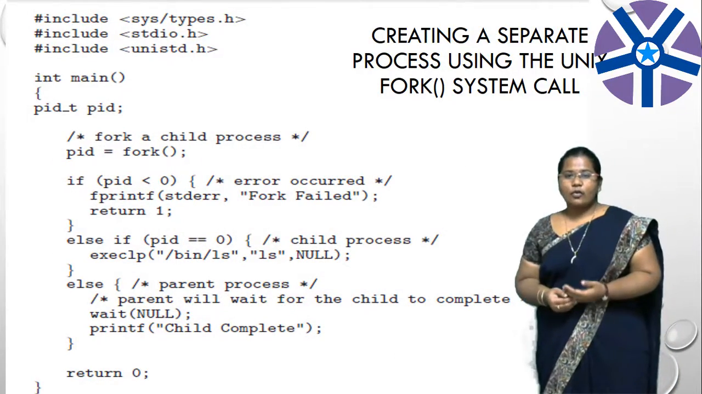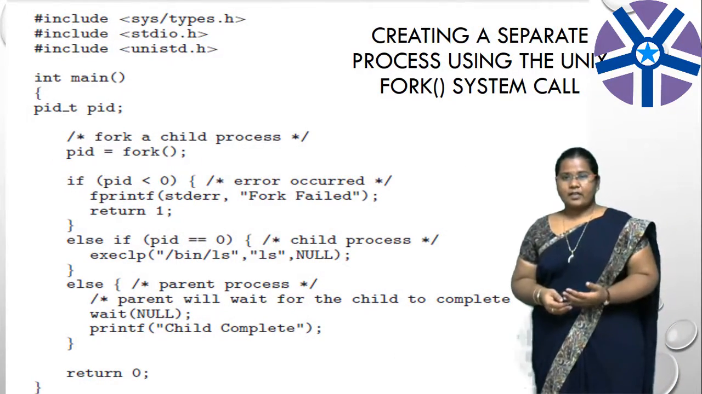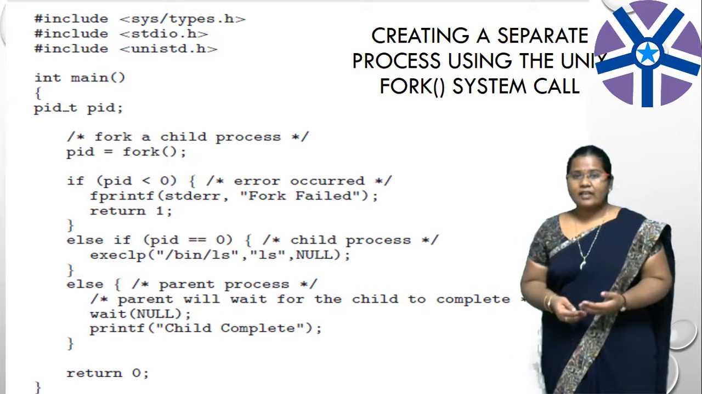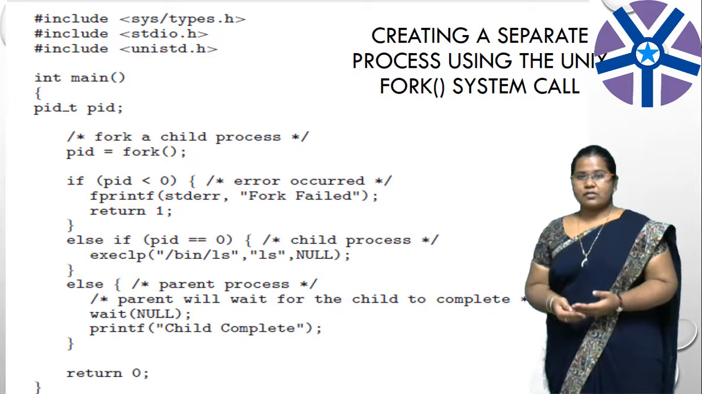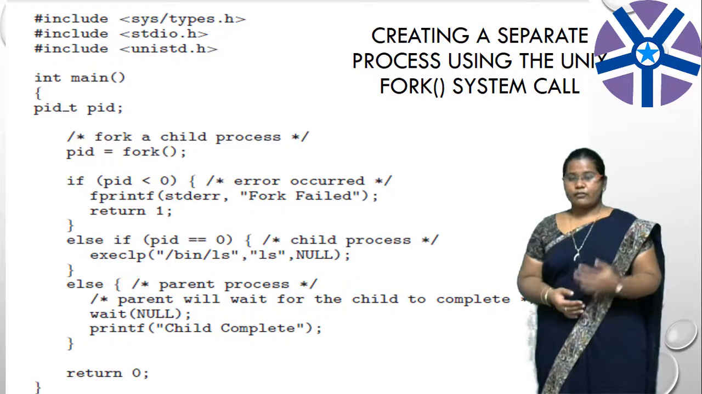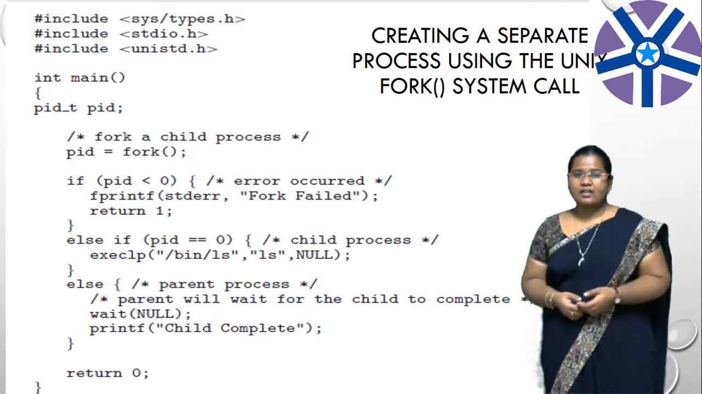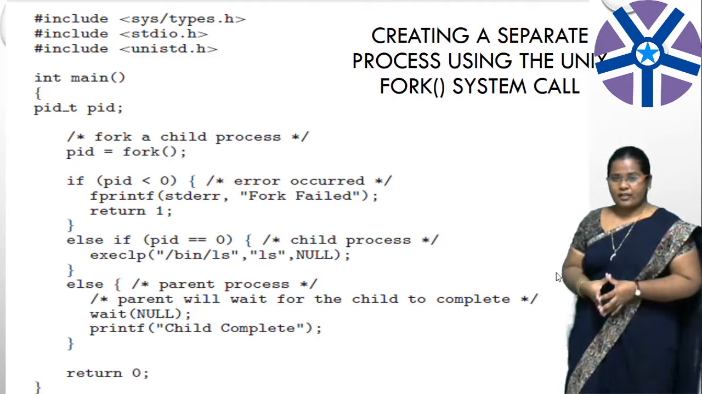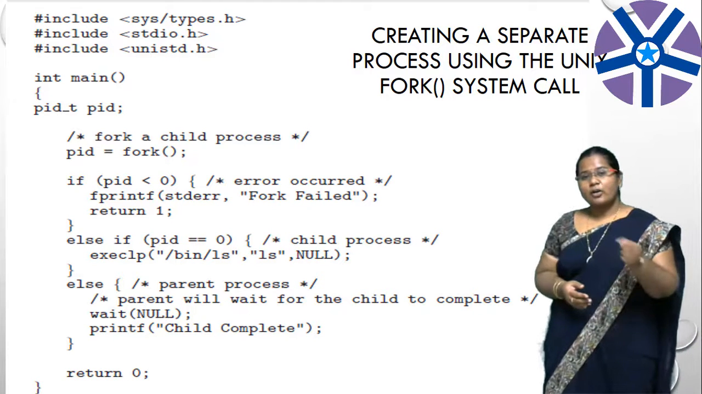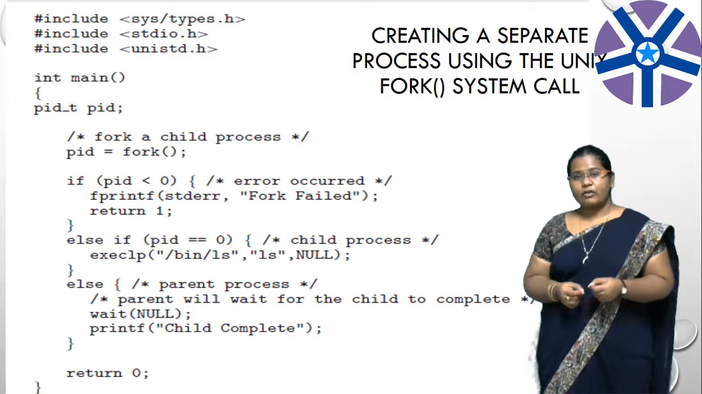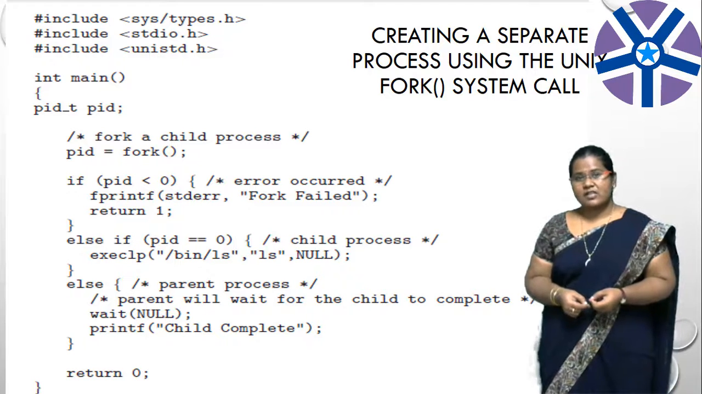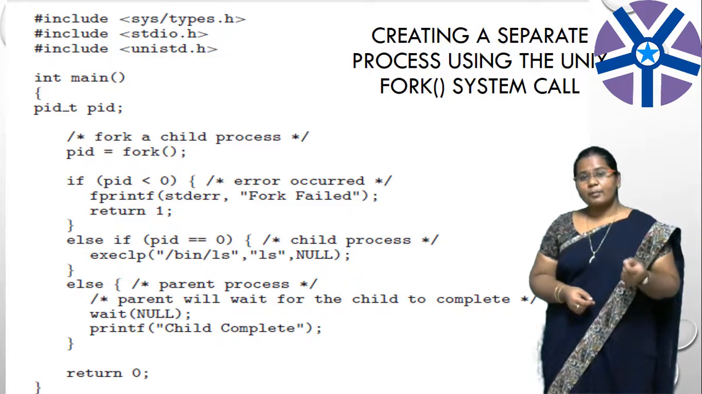Now let us see the code in the Unix operating system. How can we create a child process using the parent process? So first is the header file. You can see here, that is the types.h header file. We are discussing that a process will be identified by the operating system using the process ID. So the data type of your process ID is pid_t.